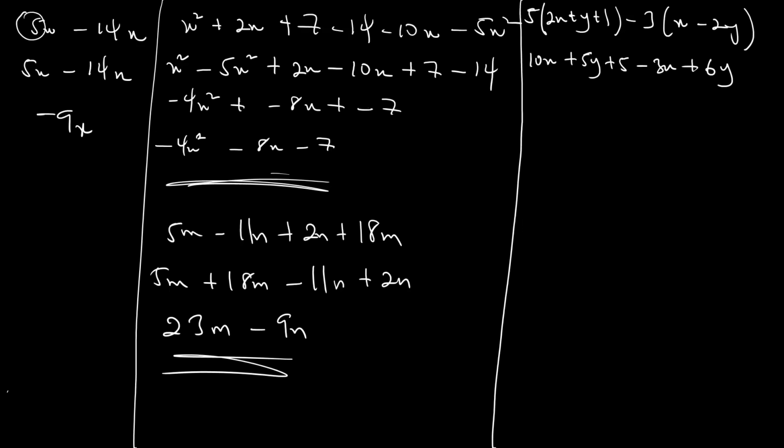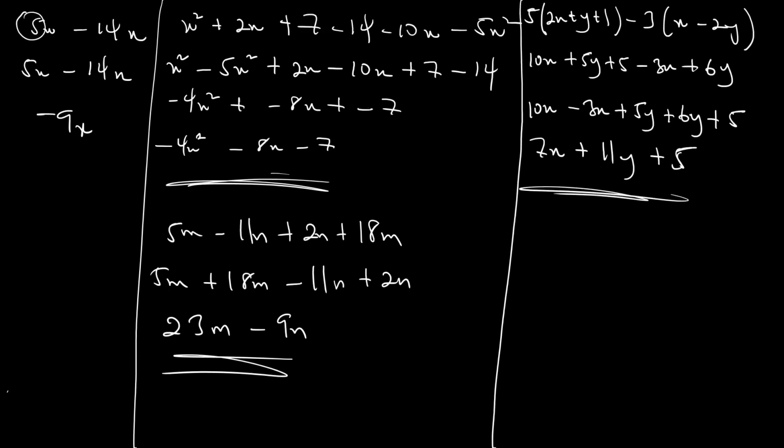So now we group like terms. We have 10x minus 3x plus 5y plus 6y plus 5. Okay, so we have 10x minus 3x gives us 7x. Then 5y plus 6y gives us 11y. Then plus 5. So you'll be able to evaluate and simplify this algebraic expression.